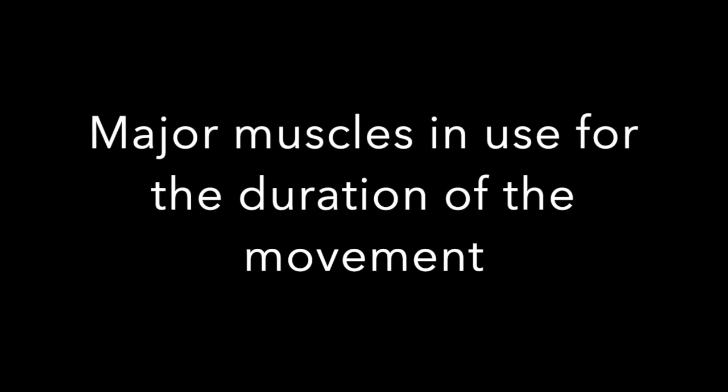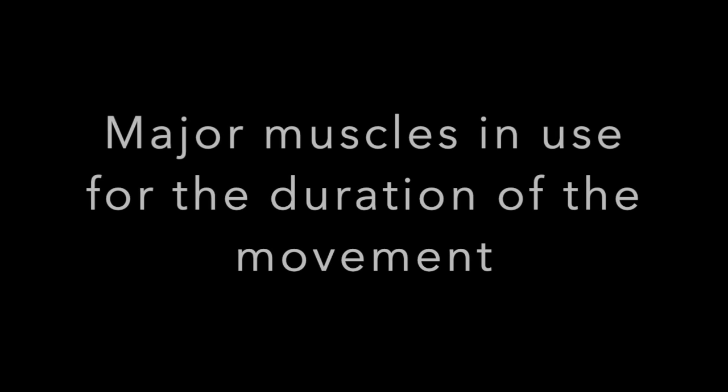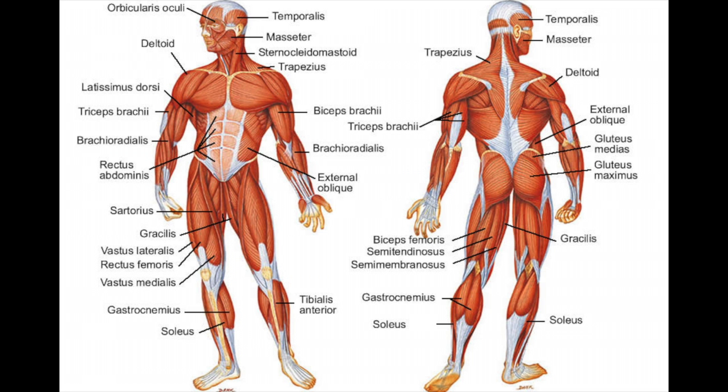Here are also the major muscles in use for the duration of this compound movement on how to kick the soccer ball. The following muscles will be in use for the completion of this compound movement: the trapezius isometric, deltoid isometric, the biceps brachii, agonist and antagonist movement when the bicep shortens and lengthens, when working together with the triceps brachii, when one shortens and the other lengthens, which is an isotonic movement.